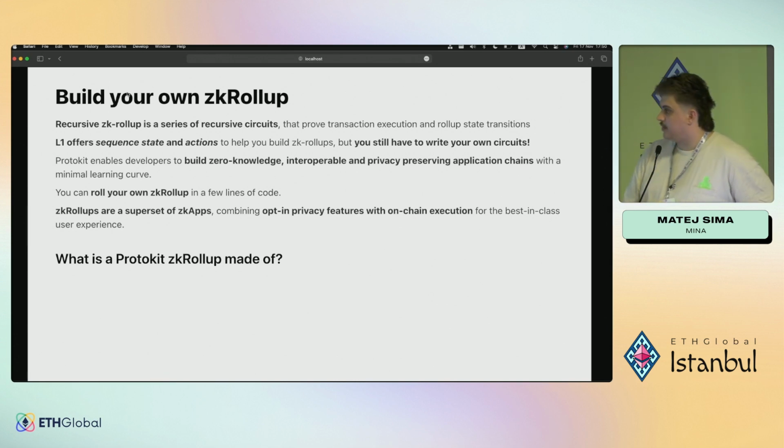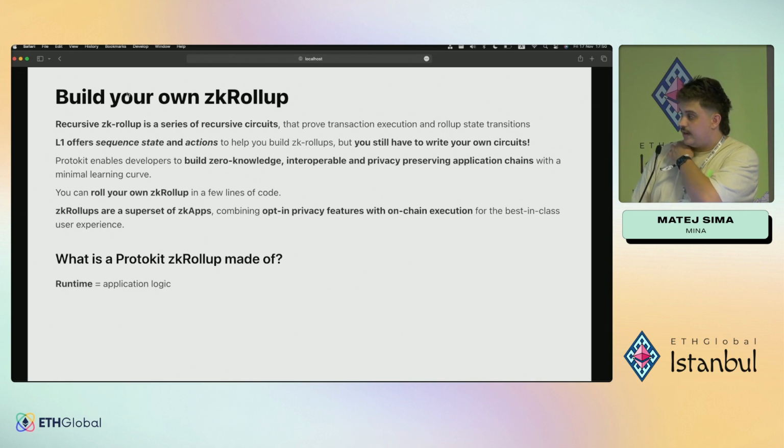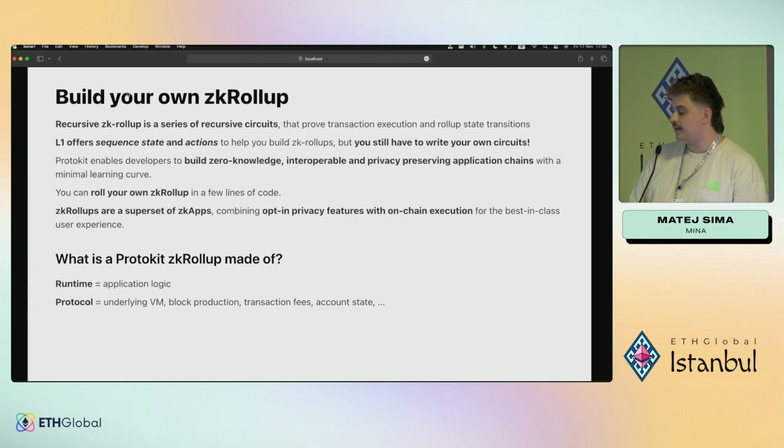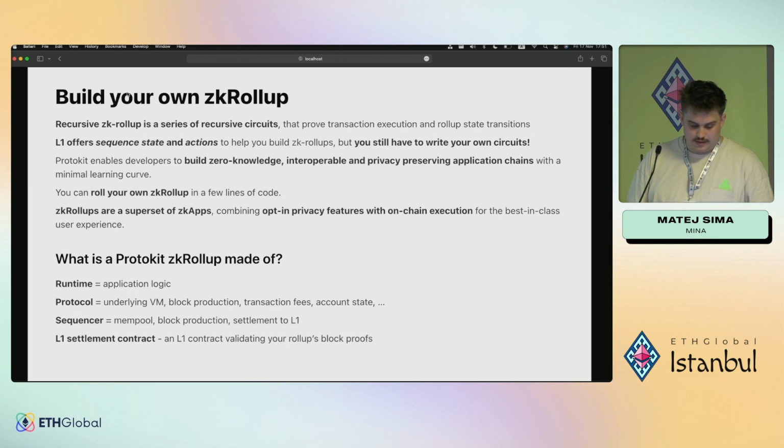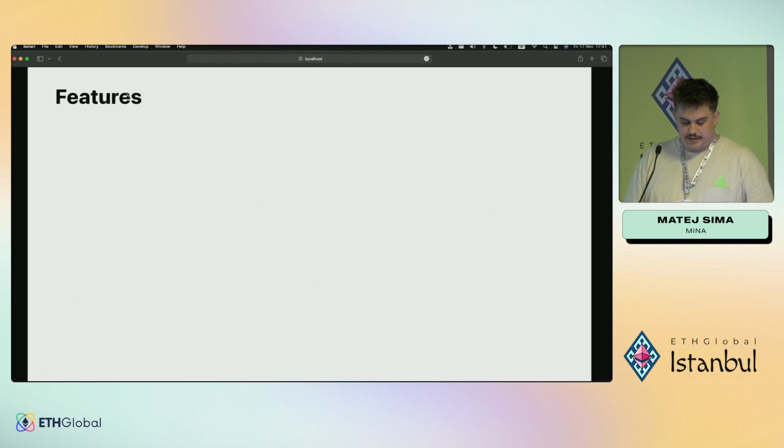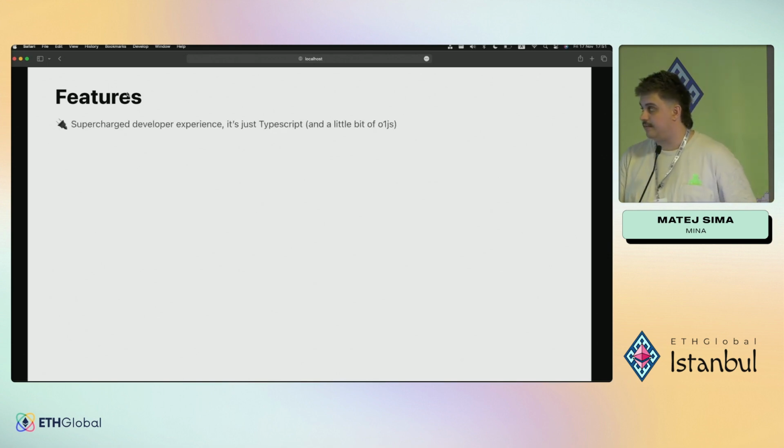Let's talk a bit more about what ZK rollups are made of. We have the runtime, which is the application logic. We have the protocol, which is the underlying VM that handles the circuits for block production, transaction fees, etc. And then we have the sequencer, which contains modules for the mempool, orchestrating the block production, or settling your rollup to the L1. All right, so what kind of features can you expect? We're hoping for a supercharged developer experience, but that's for you to tell us what you think.